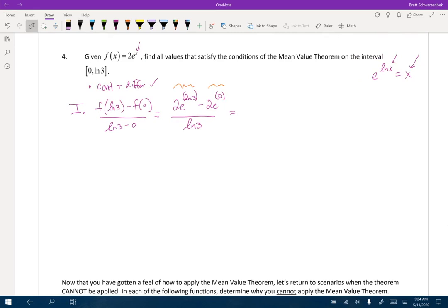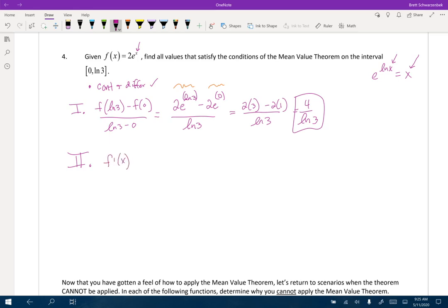So we're going to get 2 times 3 minus 2 times 1 over the natural log of 3, which is going to give you 4 over the natural log of 3. So this right here is the slope of the secant line. Do not use decimals if you want to be exact. And we do that most of the time. The only time we use decimals is for when we want to approximate looking at a graph or we have an application problem. Okay, so we also have to find the derivative, our second step, because we need the slope of the tangent line.